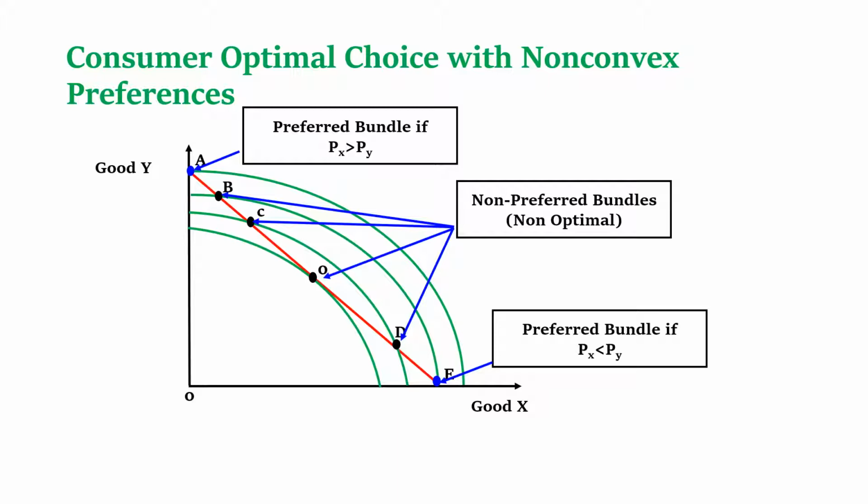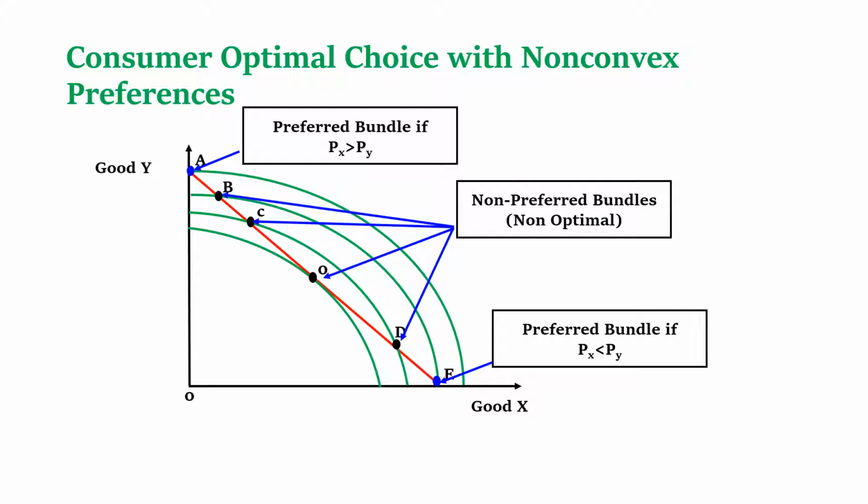Now let's look at point A. Point A is a preferred bundle, provided the price of good X is greater than the price of good Y. So if the price of good X is greater than the price of good Y, then A is going to be a preferred bundle. In many instances, that could be the optimal solution to the consumer's problem.